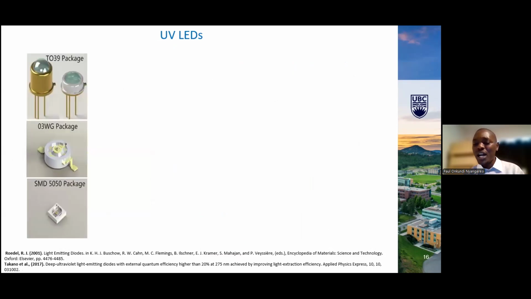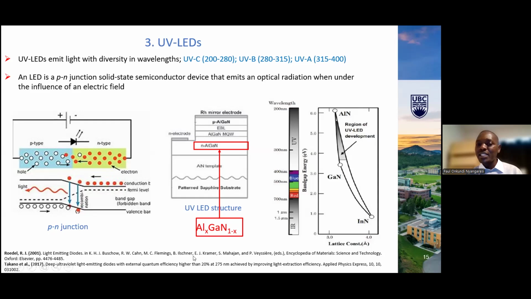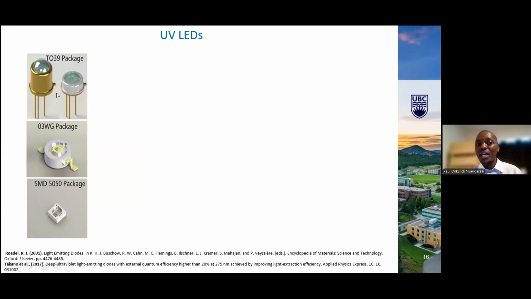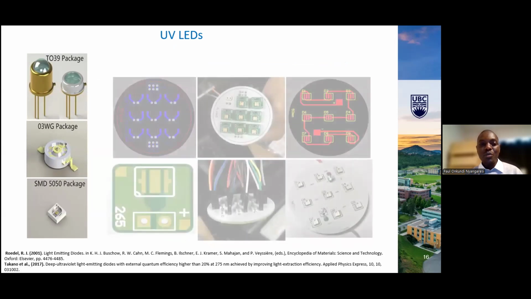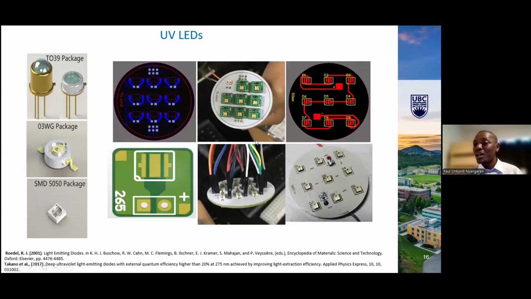After LEDs have been made like this, they need to be packaged. There are different ways they are packaged, and one of the main ones we have is SMD 5050. This is the one commonly used in disinfection systems and water treatment systems. For example, you can design a printed circuit board and then solder the UV LEDs on it, an example of which you can see here in these pictures.